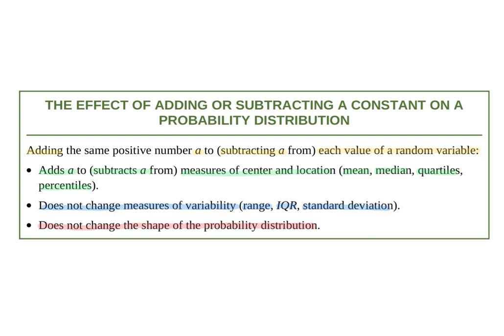So let's say we want to add or subtract some constant A from a random variable. What it changes, really, are measures of center and location. So that's our mean, median, and our quartiles and percentiles. It's not going to change variability, which is range, IQR, and standard deviation, and it's not going to change the shape of the probability distribution.